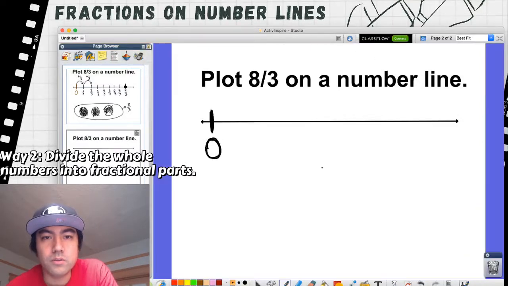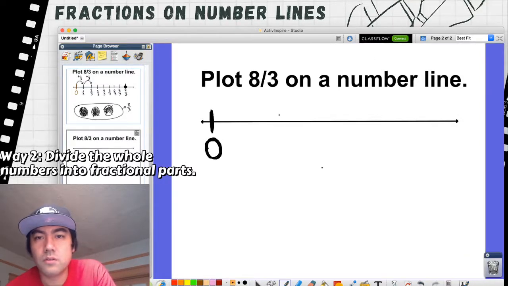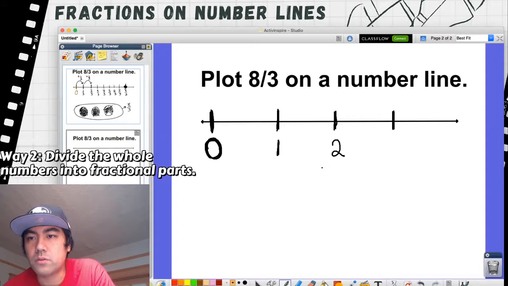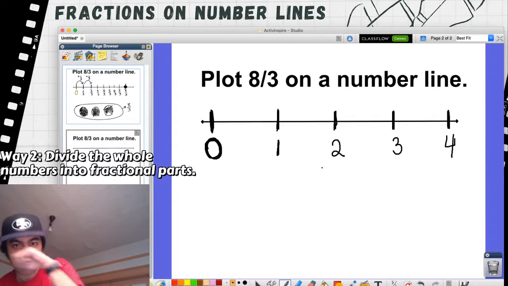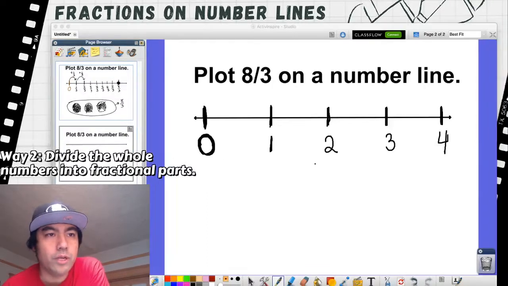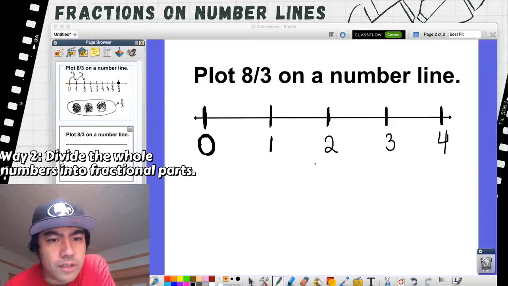Here's 0 wholes. Here's 1 whole. Here's 2 wholes. Here's 3 wholes. And if I wanted to, I can keep on going as much as I want, but I'll stop right here. Okay. Let's read way number two again. Way number two says divide the whole numbers into fractional parts.